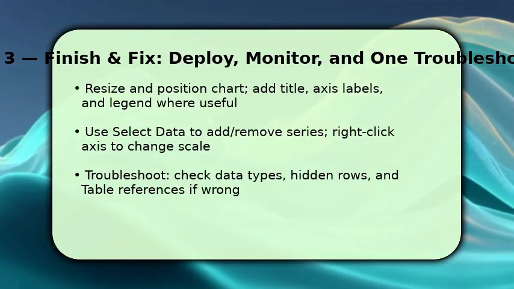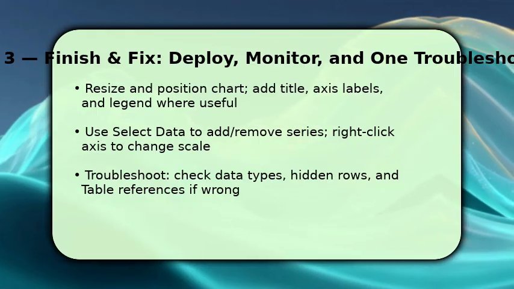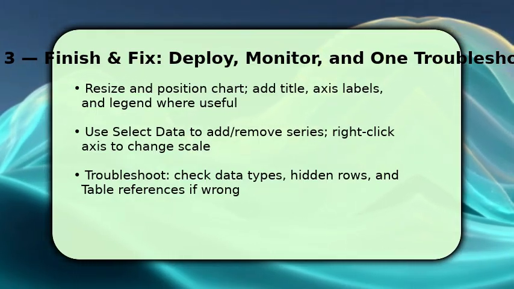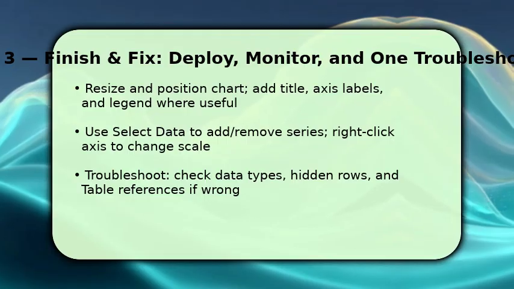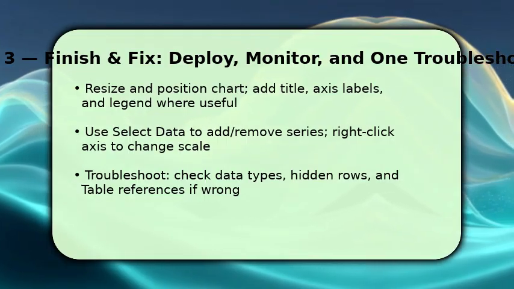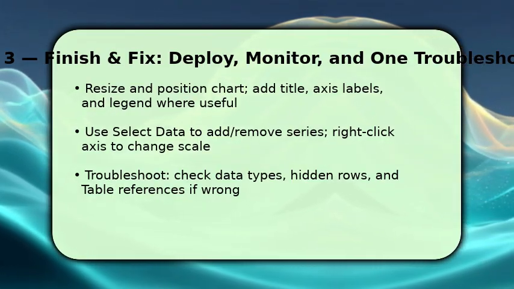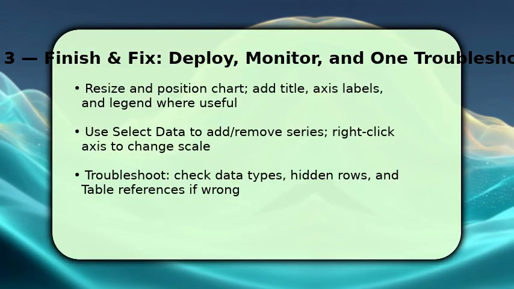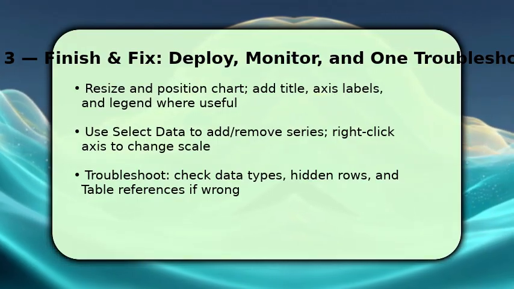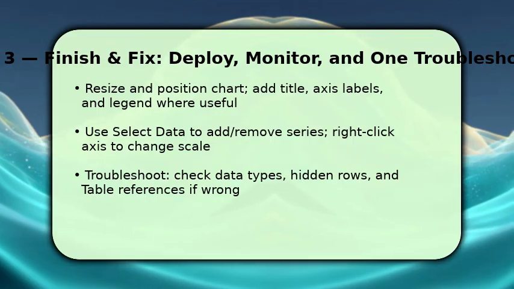If values look wrong, open Select Data to verify series ranges and header mapping. Hidden rows or text-formatted numbers often cause errors. Make sure axis scale matches your data range. If points are tiny, adjust minimum or use logarithmic scale. If problems persist, convert formulas to values and reselect the range.